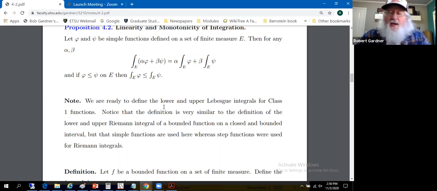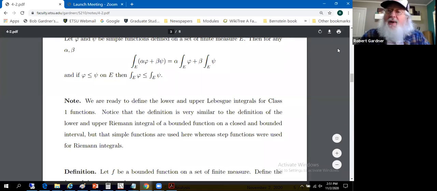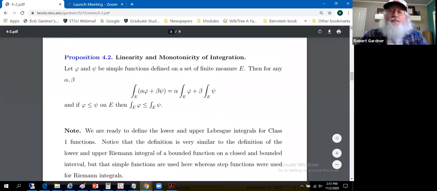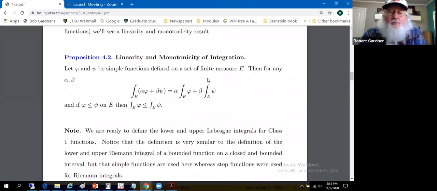All right, so now it's time to move on to class 1, and we'll define the Lebesgue integral for class 1 functions in terms of class 0 functions. We'll prove a monotonicity and linearity result for that class 1 of functions, and we'll wrap the section up by proving our first convergence theorem.